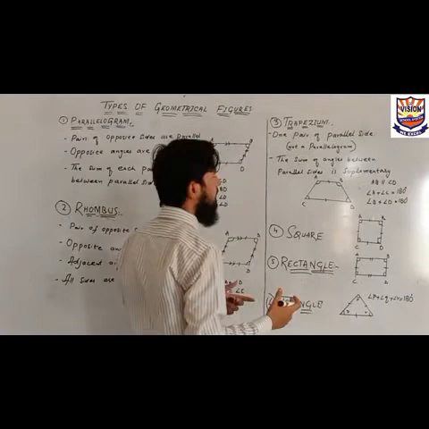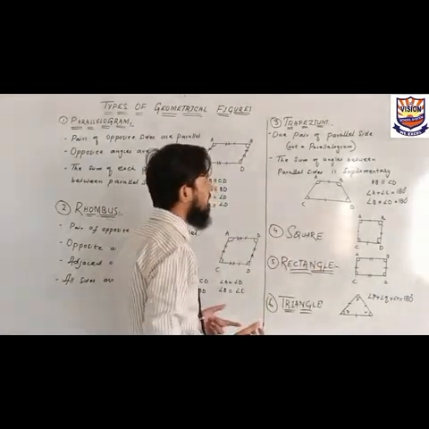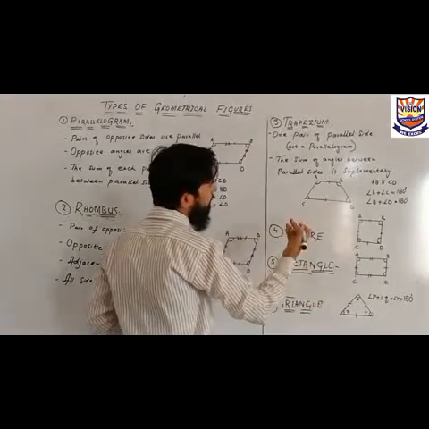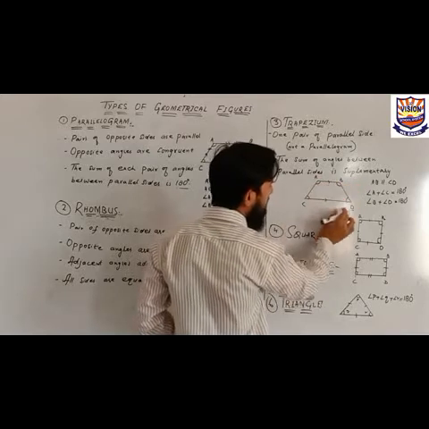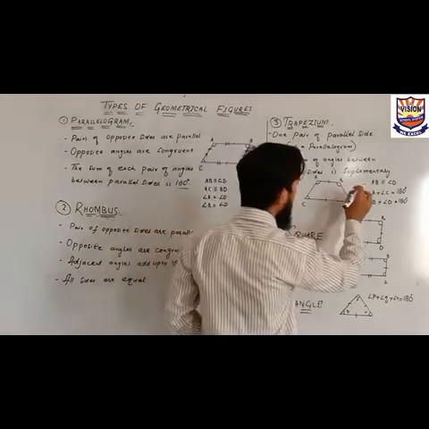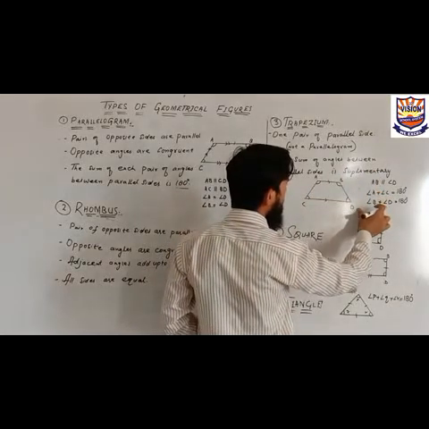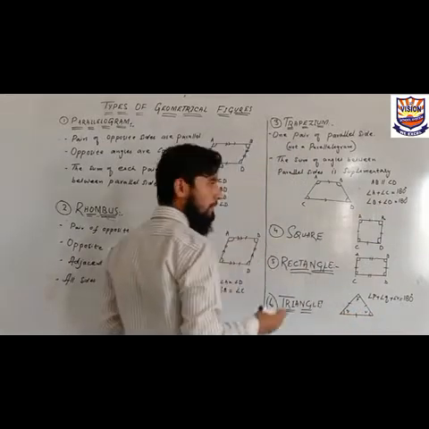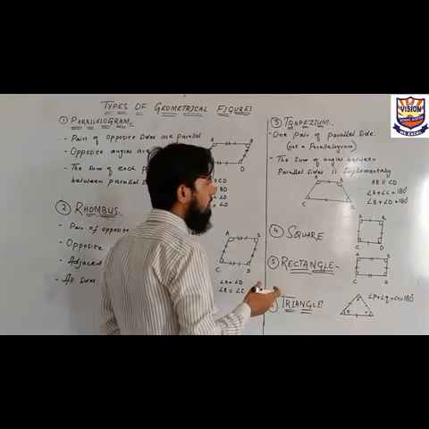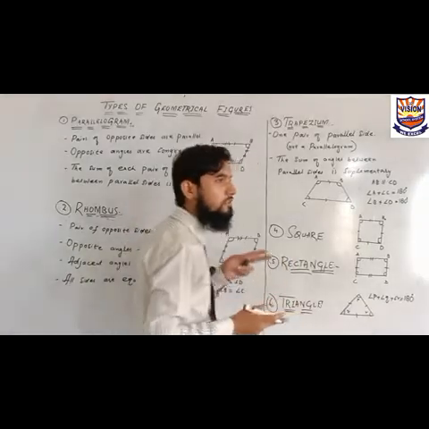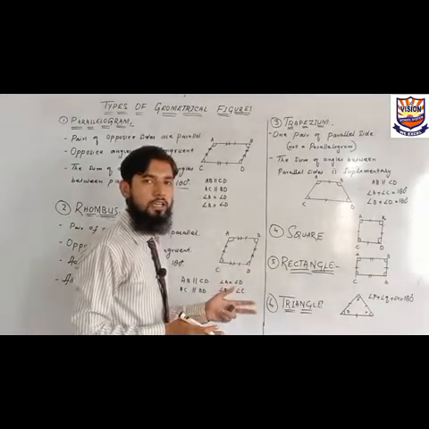Now we will discuss the third one, that is trapezium. Trapezium is also called trapezoid. It has one pair of parallel sides. You can see side AB is parallel to side CD, but side AC is not parallel to side BD. Students, don't get confused with parallel and equal lines. The parallel lines are those lines which are moving in the same direction, and the equal lines are the lines with the same size.